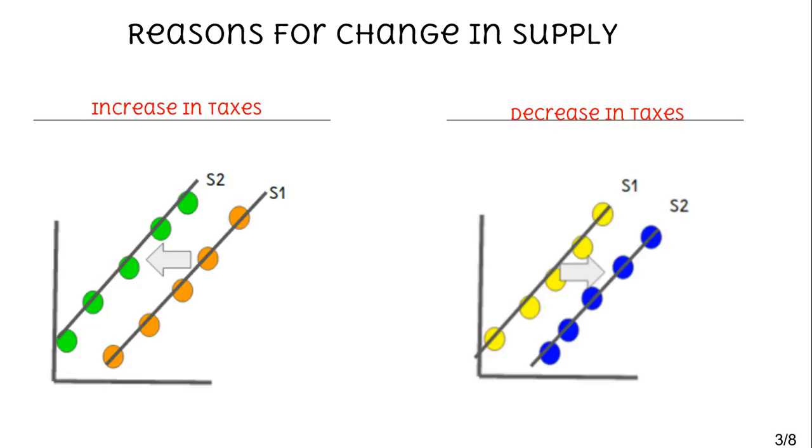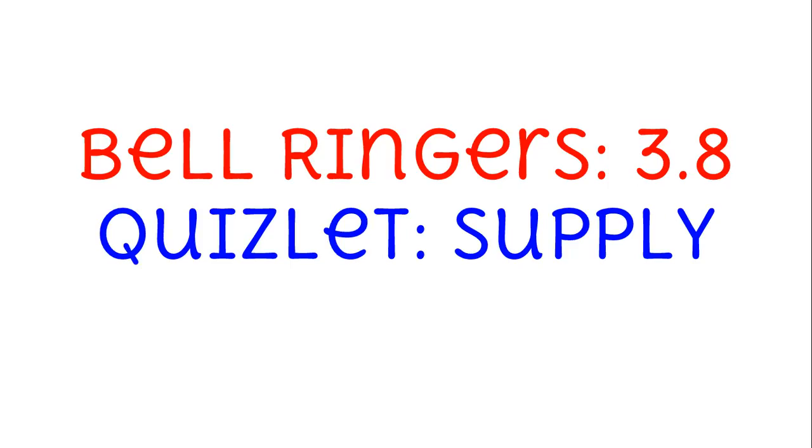Okay, so hopefully this made sense to you. And if not, please rewind, go back, watch it again, do what you need to do. If you would please do the bell ringer questions from 3-8 and then play the Quizlet game for supply. Mrs. Farrell will then have the Kahoot game for Brenna to run.